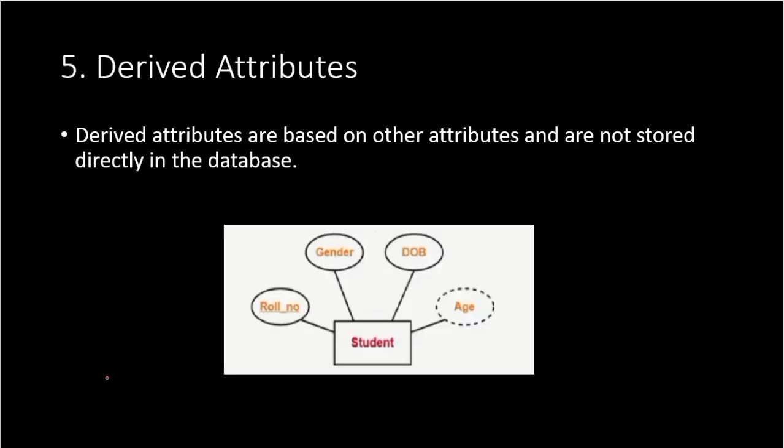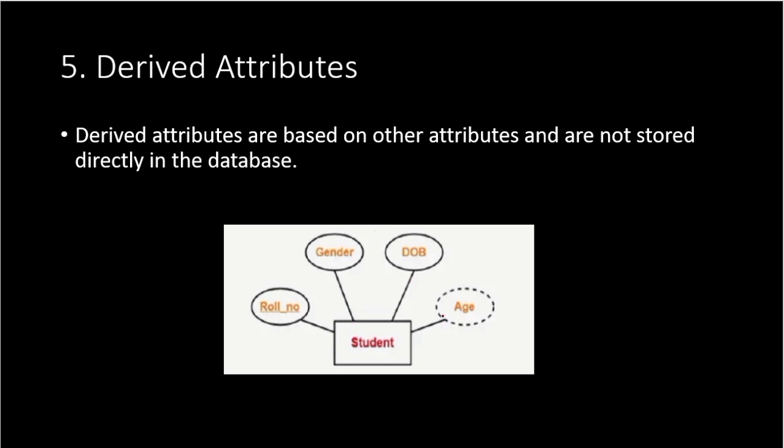After that, the fifth one is the derived attribute. These derived attributes won't be stored in the database directly because, as the name says, they are derived from another attribute. As the definition says, derived attributes are based on other attributes and are not stored directly in the database. If you consider this student database as an example, you have the roll number, gender, date of birth and age.